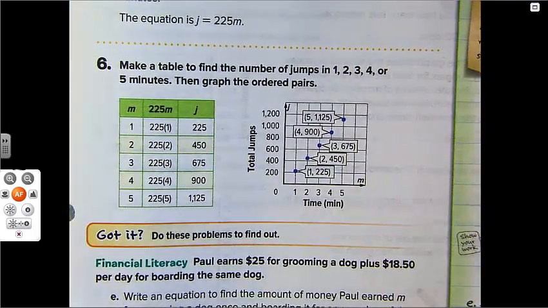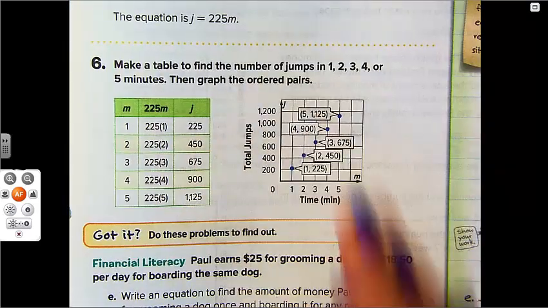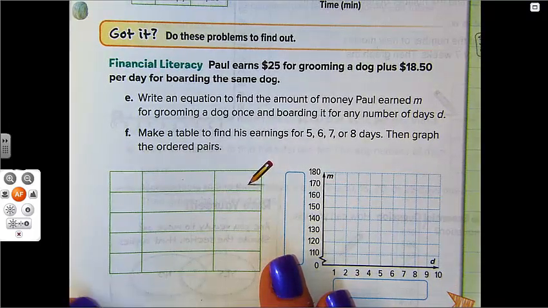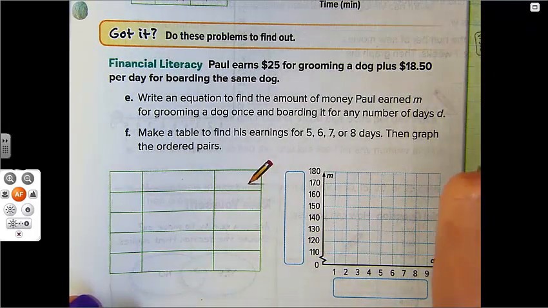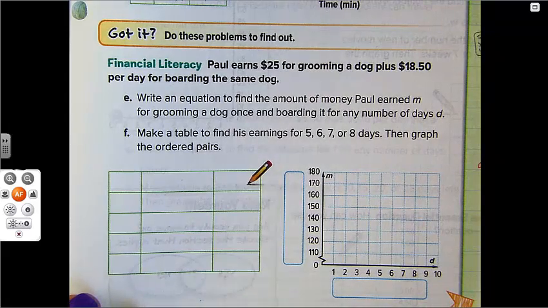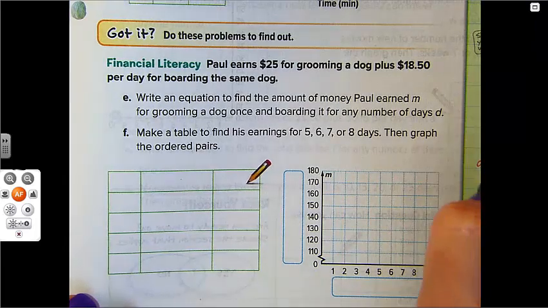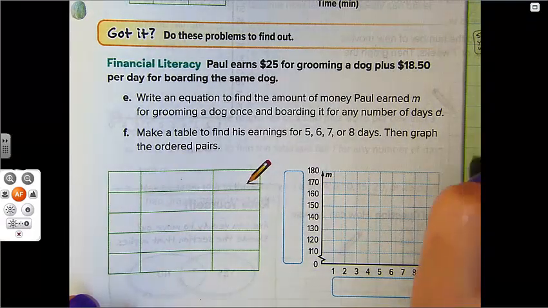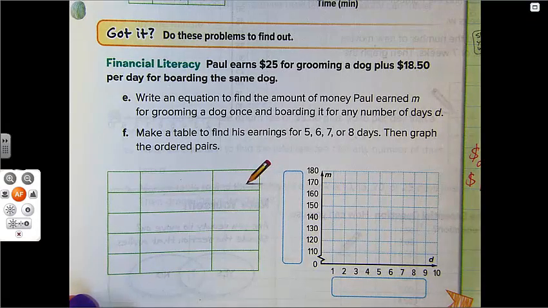Okay. Over here, we're making a table. Let's go ahead and jump down here to this one. It says Paul earned $25 for grooming a dog. So we know that he earns $25 for grooming a dog. And that same dog he is going to board for $18.50 per day. Okay? So this is how he's going to groom this dog, and he is going to board this dog.